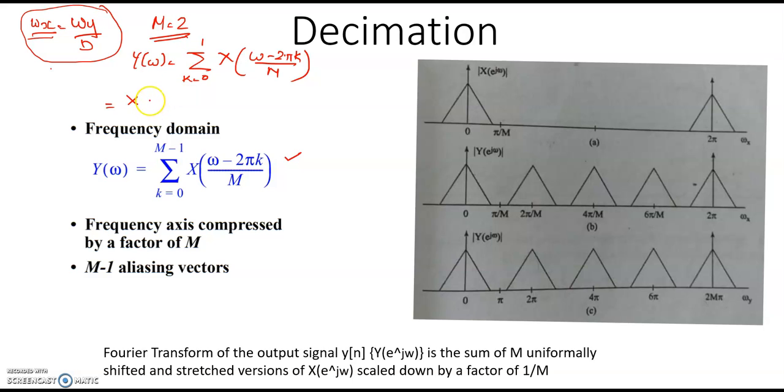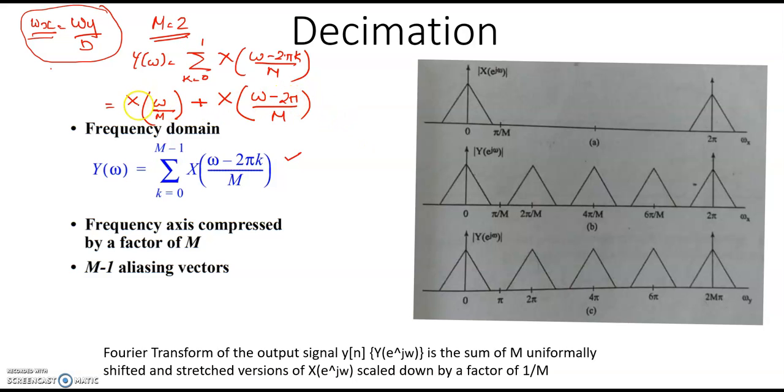So x will be equal to omega by m. Now since k is 0, this part will become 0, so this will be omega by m, plus x of, when k is equal to 1, omega minus 2 pi by m. Which actually means that this resultant signal will have two components which are separated by a span of 2 pi.